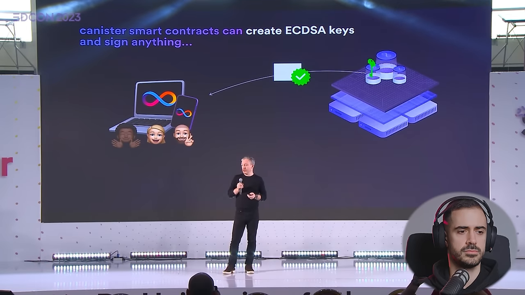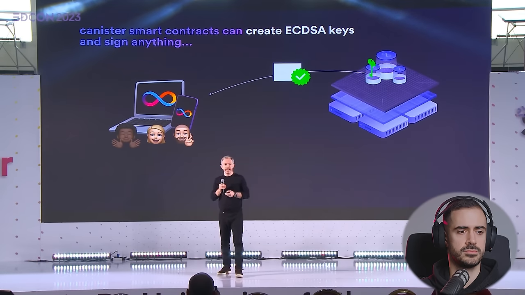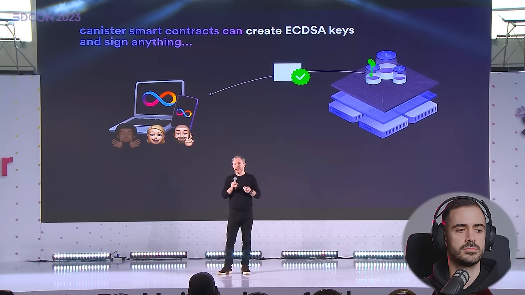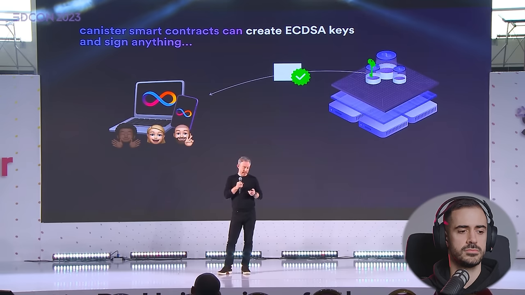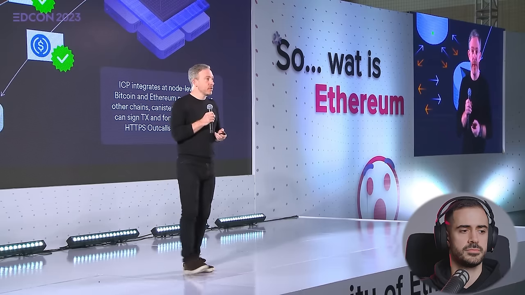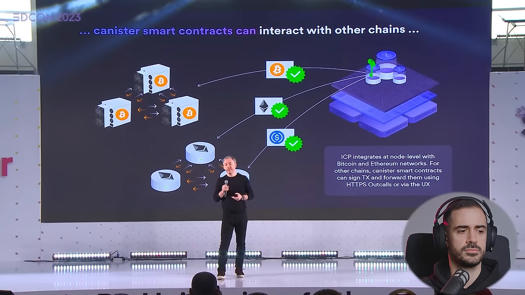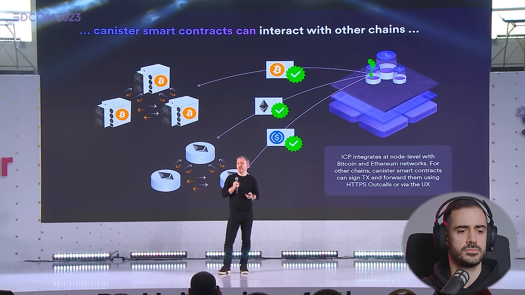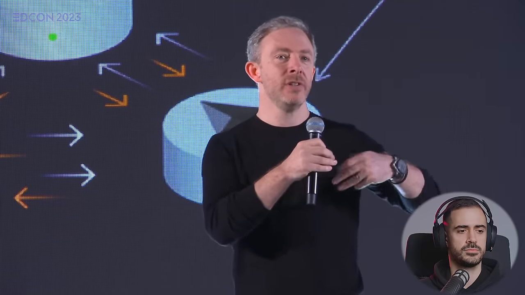This is where it gets really cool. So the chain key crypto framework that powers the Internet Computer has been extended so that canister smart contracts can create ECDSA keys. And again, they're ECDSA chain keys, so there's no private key. It's a sort of variation on threshold cryptography. This means you can use a canister smart contract to sign pretty much anything. Another thing, of course, this makes possible is that the Internet Computer can enable canister smart contracts to interact with other chains without a bridge being involved, because the Internet Computer allows canister smart contracts behind the scenes to create transactions on other chains.